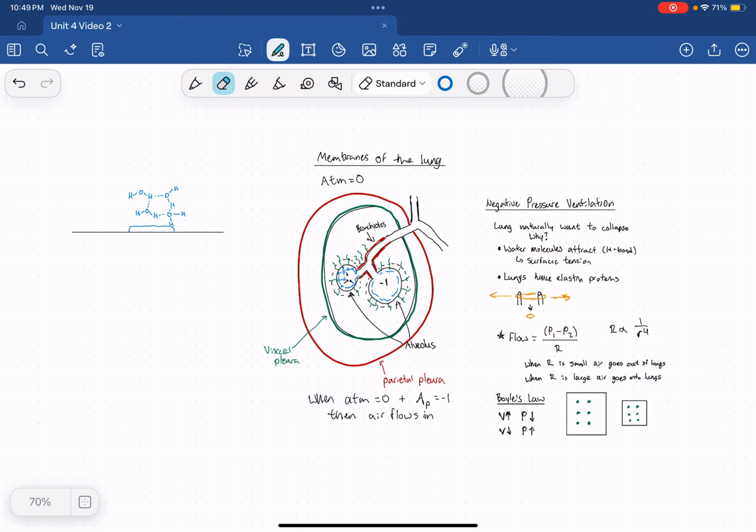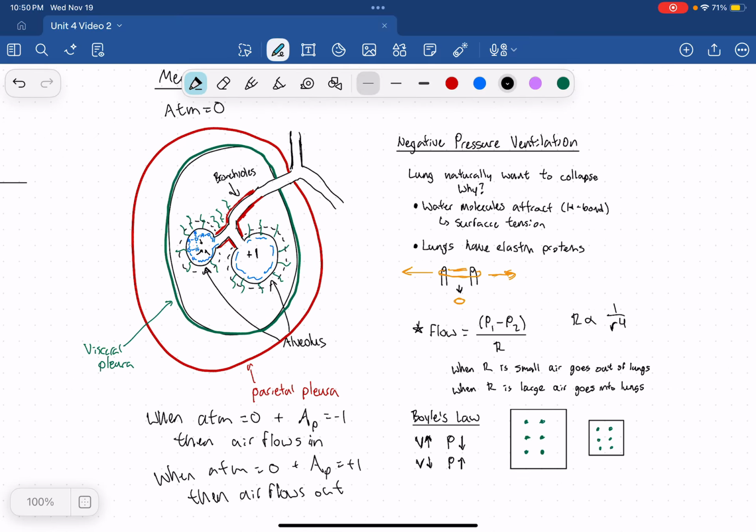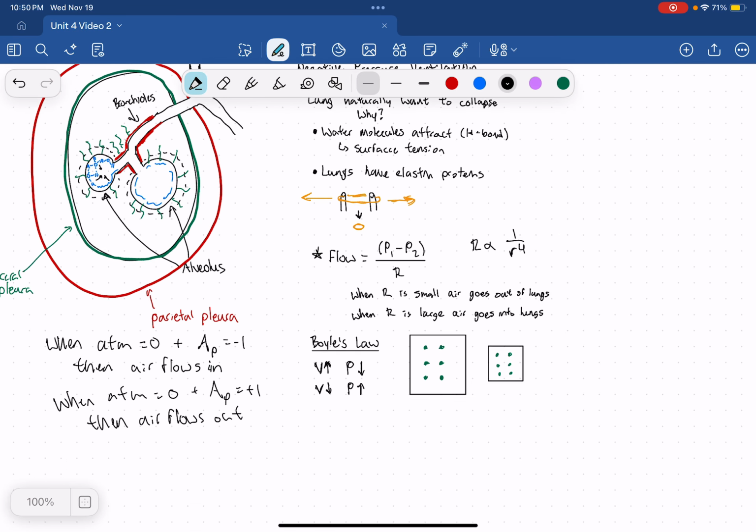Now when the atmospheric pressure is equal to 0, and the alveolar pressure is equal to +1, then air flows out of the lungs. So if the pressure turns to +1, air is going out of the lungs. And so these things are helpful to be thinking about when we're thinking about how air moves in and out of the lungs.